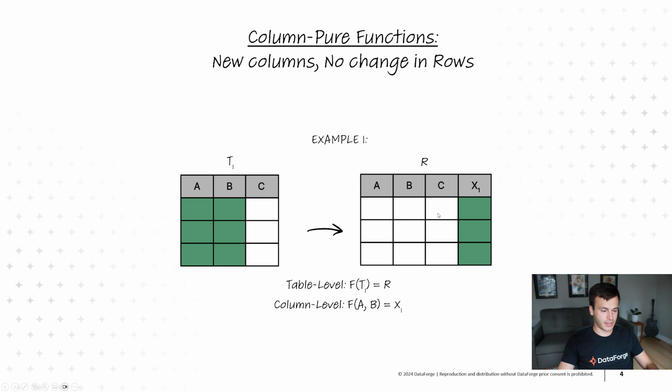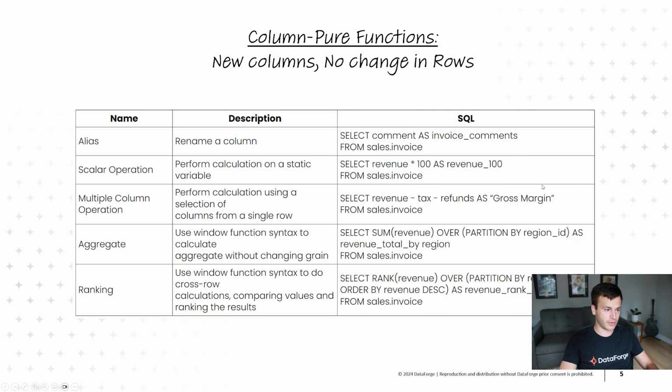Again, this is a really simple concept. We're going to jump into some of the examples here. All of your scalar operations, as I mentioned, right? Revenue times 100, or revenue times quantity, or something like that. Aliasing, right? Renaming a column is also column pure. Probably the most simple version of it, right? You're not doing anything. You're just adding a new column with a different name that has the exact same data as an upstream column. Multiple column operations: you can do two or three things all put together.